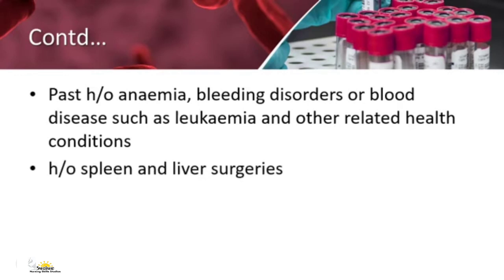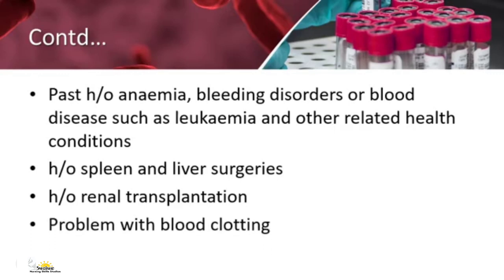History of spleen and liver surgeries, because the spleen and liver are the organs wherein the damaged red blood cells will be taken care of. The end of the lifespan of the red blood cells will be in the spleen. History of renal transplantation, because kidneys are the major organ where erythropoiesis occurs. So whether there is any history of renal transplantation or any kidney diseases, problems with blood clotting, or history of infections.